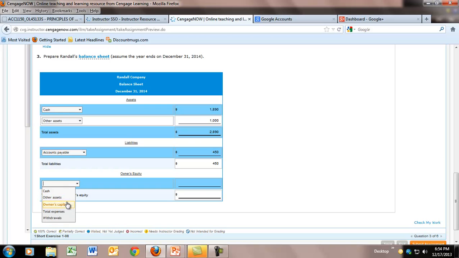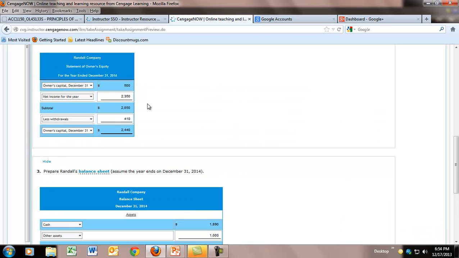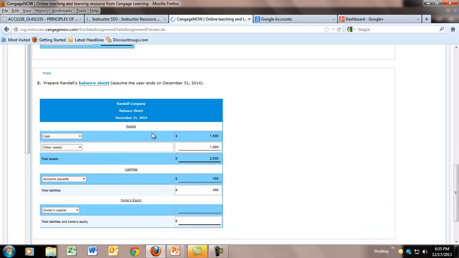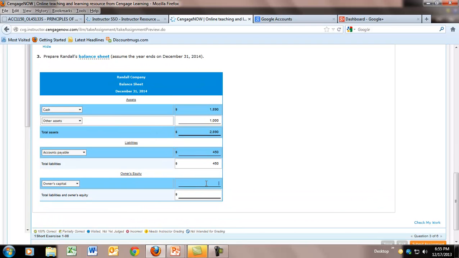Okay, so we're going to put in owner's capital. And if I scroll up, you'll notice I have two owner's capital amounts, and the whole point in doing them in this order is to calculate my ending owner's capital, which is to filter down to the balance sheet. So my ending owner's capital is $2,440.